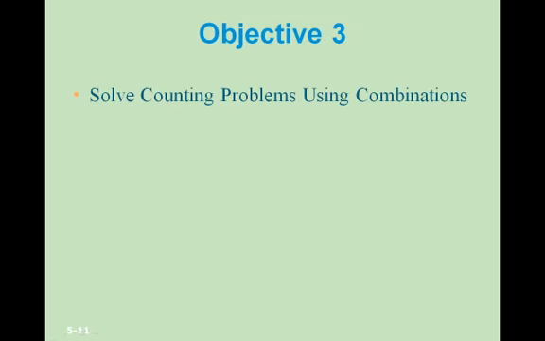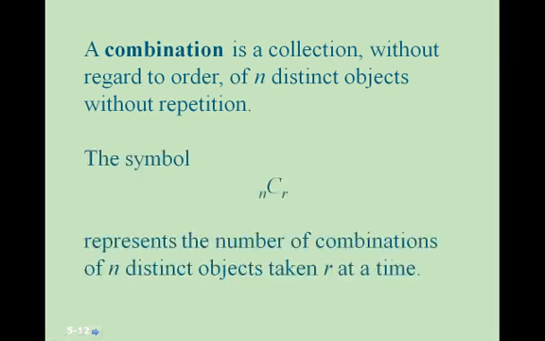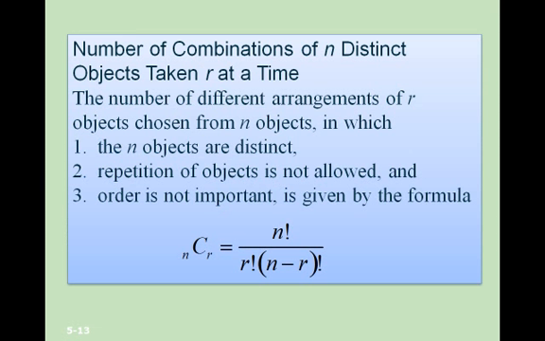Objective 3. We want to solve counting problems using combinations. A combination is a collection without regard to order, so in this case order does not matter at all, of n distinct objects without repetition. The symbol nCr represents the number of combinations of n distinct objects taken R at a time.